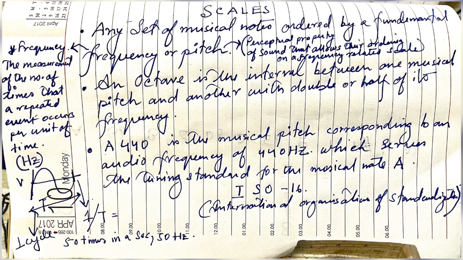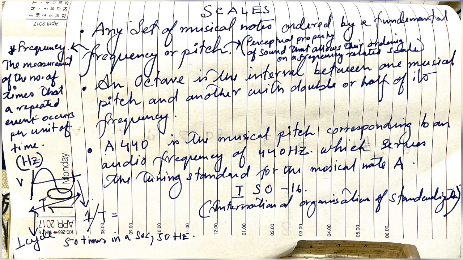Okay, so now what is a frequency? The measurement of the number of times that an event is repeated per unit of time is called frequency. Let's say a beat. So this is a lower frequency. This is a higher frequency. That means I am repeating the event a number of times more per second, which is called a frequency.